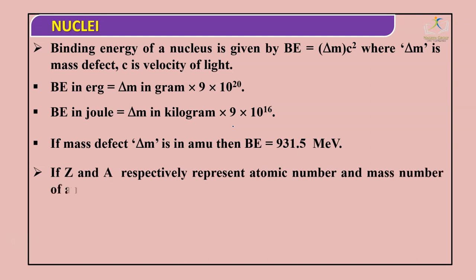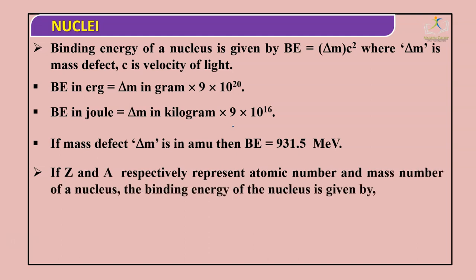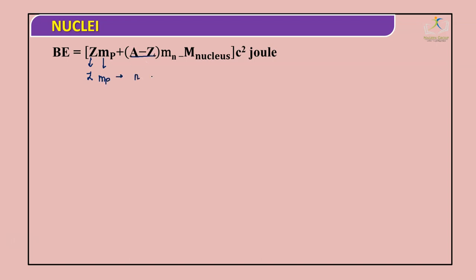If Z and A respectively represent the atomic number and the mass number of the nucleus, then the binding energy of the nucleus is given by binding energy equals [Z mp plus (A minus Z) mn minus m nucleus] times c squared in joules. So what I did, I simply took the individual masses: the number of protons is Z, mass of proton mp, A minus Z is the number of neutrons, mn is the mass of a neutron. These are the individual masses of these particles.